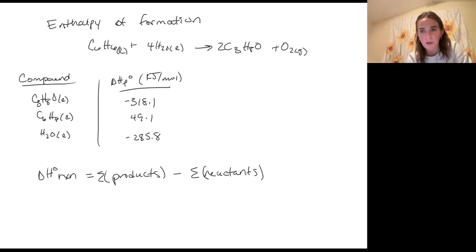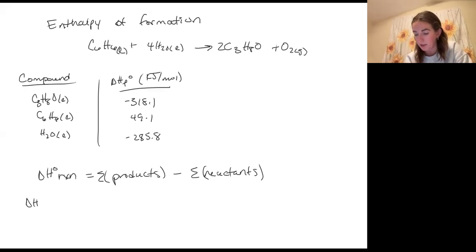This equation is given to you on your formula sheet. The only other thing you need to remember for your enthalpy of formation is that elements, so your diatomic elements, O2, N2, F2, that stuff there, require 0 enthalpy of formation. So within its elemental state, it does not require an enthalpy of formation.